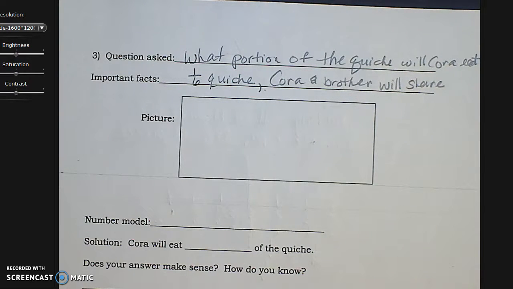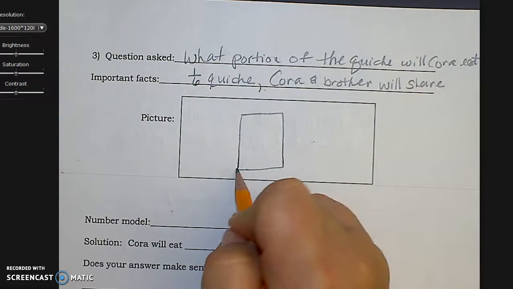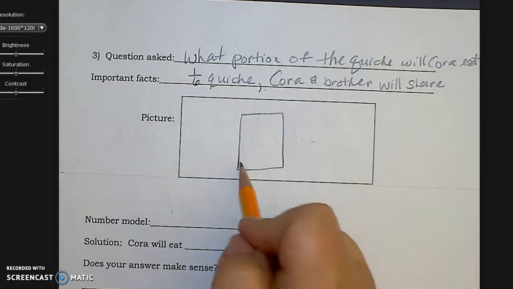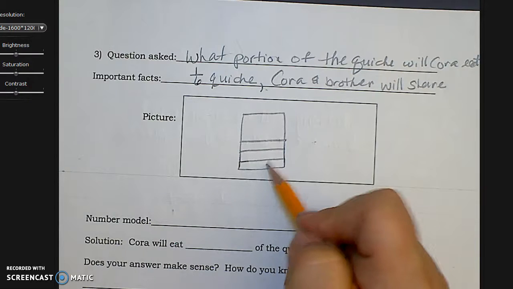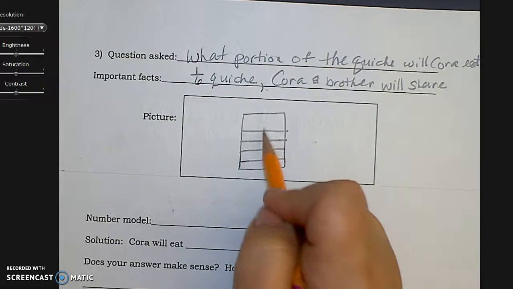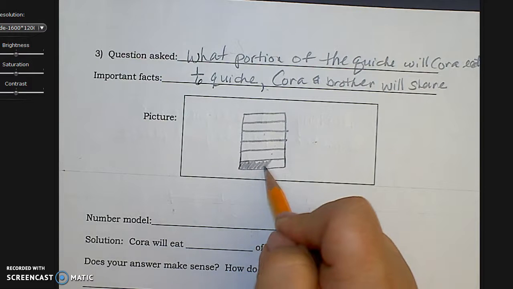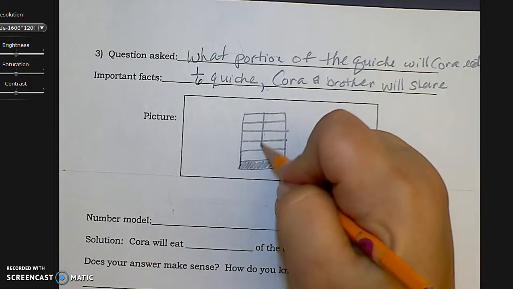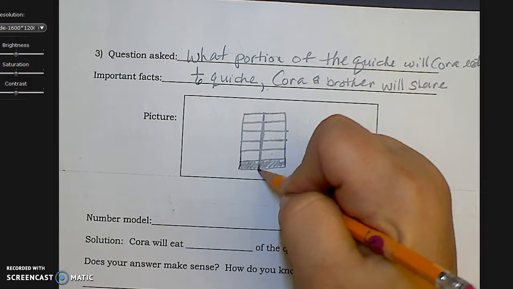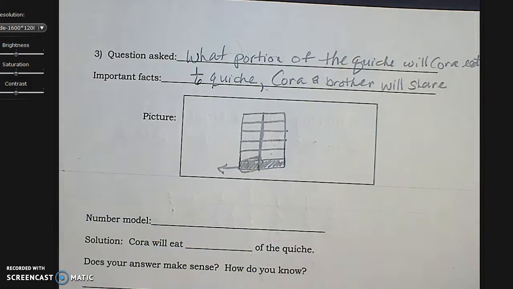I'll help you by setting up the picture. Let's think. Okay, let's draw a rectangle. I need 6. So we're going to do 6 pieces. 1, 2, 3, 4, 5, 6. Shade in 1 out of 6. And keep in mind there's 2 people eating, so I'm going to split it into 2 parts. That should be enough to help you solve the problem, ladies and gentlemen.